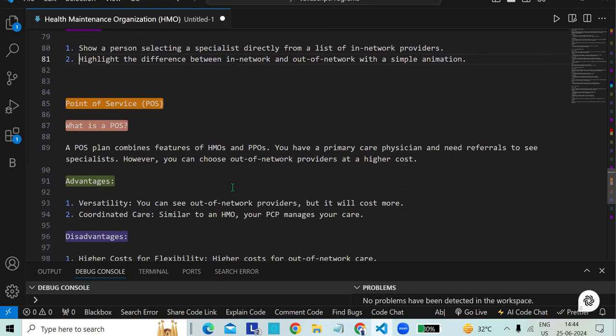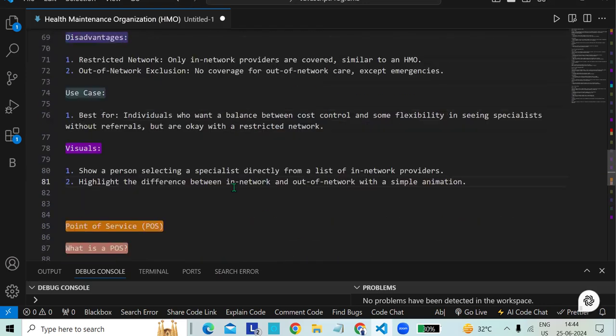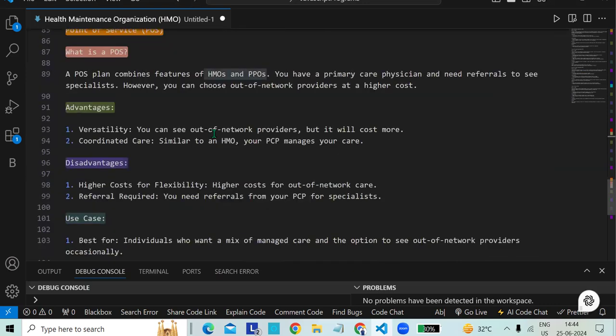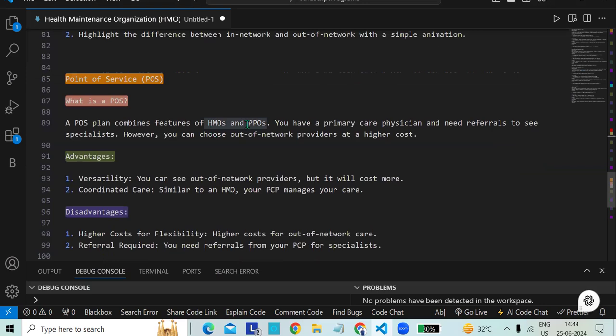So the next one is point of service. What is point of service? A point of service plan combines features of both HMO and PPO plans, right? This EPO is also a combination of HMO and PPO plans, and this POS is also a combination of HMO and PPO plans.